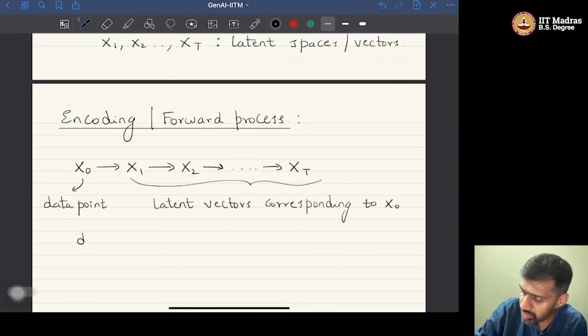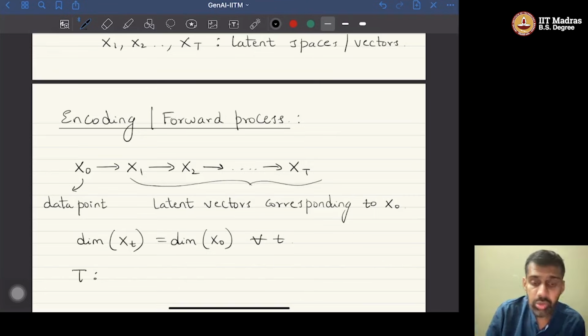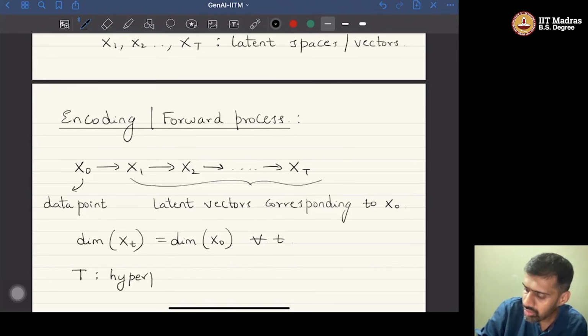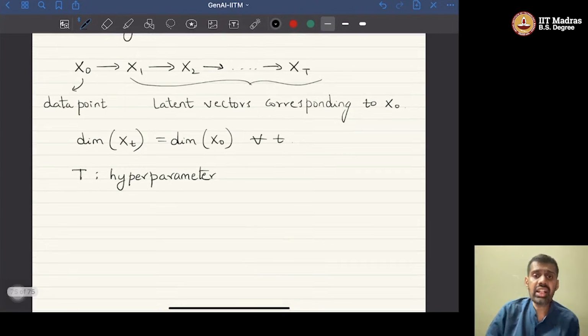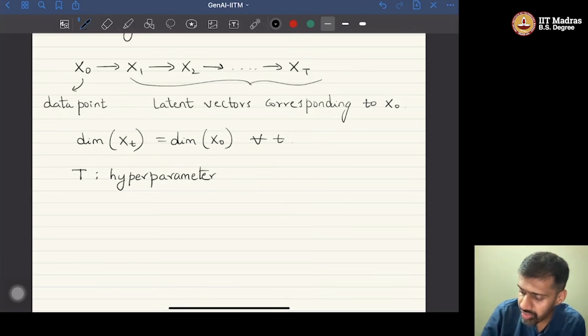Please note that, as we said, the dimensionality of every xt is equal to the dimensionality of x naught for all t. Capital T, which is how many latent spaces one needs to consider, is a hyperparameter which is chosen experimentally. We will discuss this hyperparameter later. Now I said that this is a latent variable model. The DDPM is a latent variable model, which means that let us now define the model.